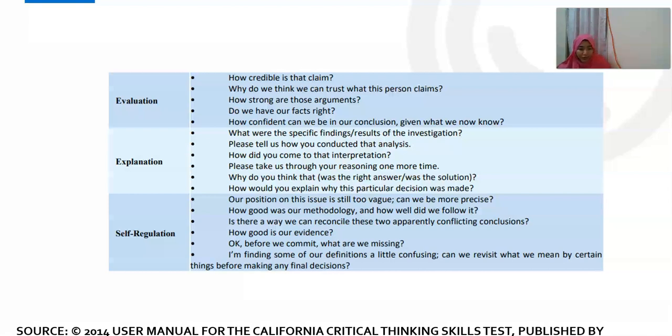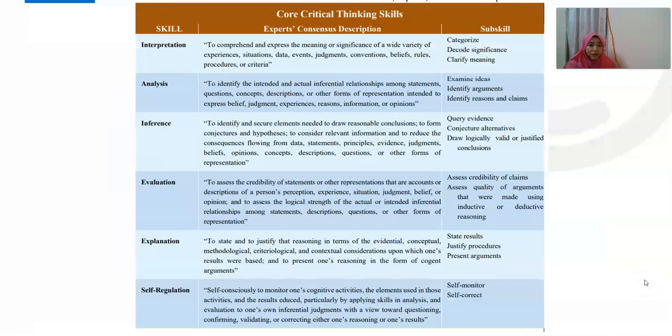So class, if you look at all the questions that can fire up your critical thinking skills, these are not normal questions, right? Because you are now trying to polish your critical thinking. So this is not normal thinking. This is actually sourced from 2014, from the user manual for the California Critical Thinking Skills Test. You can get the full user manual from the internet. These are examples of the expert description of each of the skills that we have stated earlier.